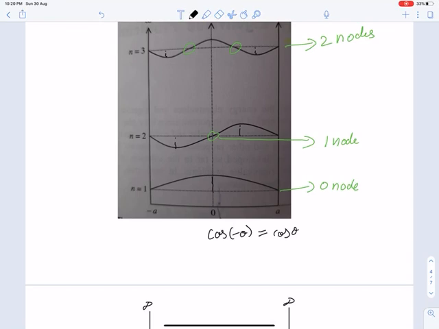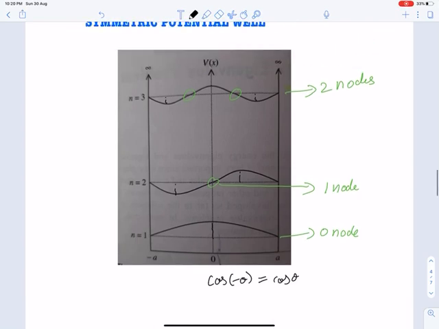So this is symmetric. Cos theta is an even function, symmetric, so the quantum numbers corresponding to this will be symmetric. You can see from the graph also it is symmetric. The probability on the left hand side is the probability on the right hand side. So n is equal to 2 is not symmetric, it is an even quantum number, and the corresponding wave function is sine. So sine of minus theta is equal to minus sin theta.